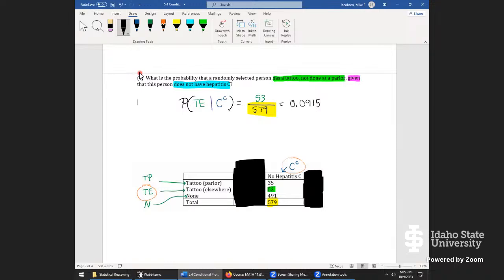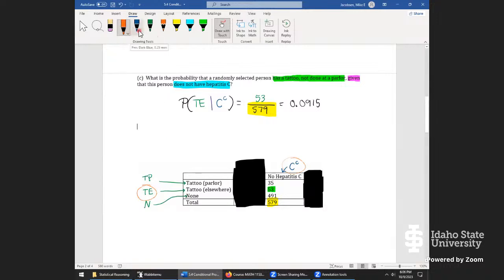Awesome. So it's saying altogether, we have a 9% chance that something happened. Well, this problem is kind of nice because the question is really the interpretation. There is a probability of 0.0915 that a randomly selected person has a tattoo done at a parlor, given that they do not have hepatitis C. But again, that's kind of a tough interpretation in all honesty. Let's do another one that goes like this.